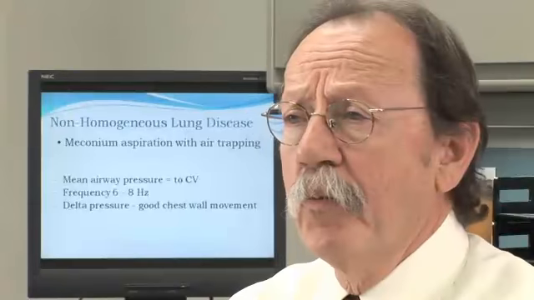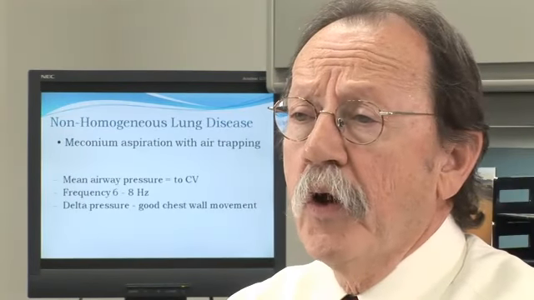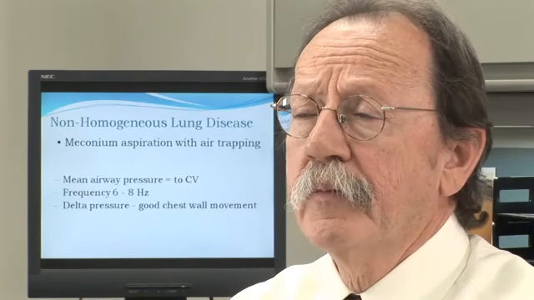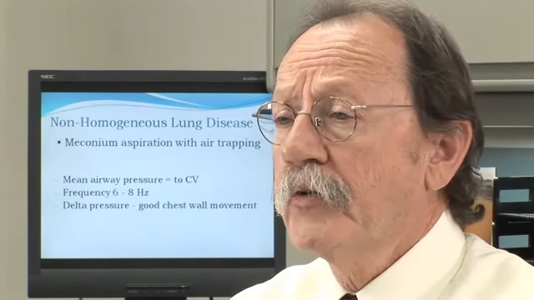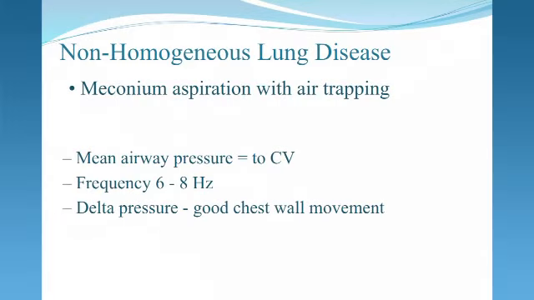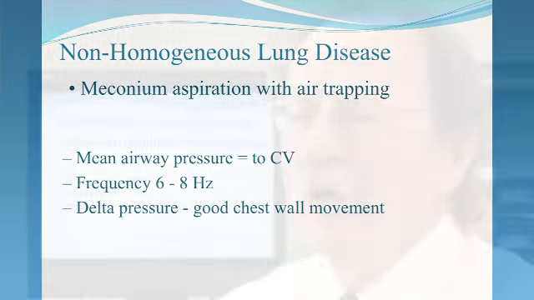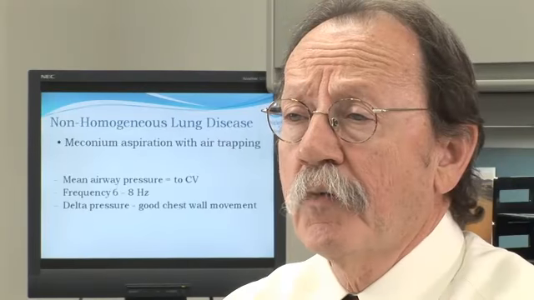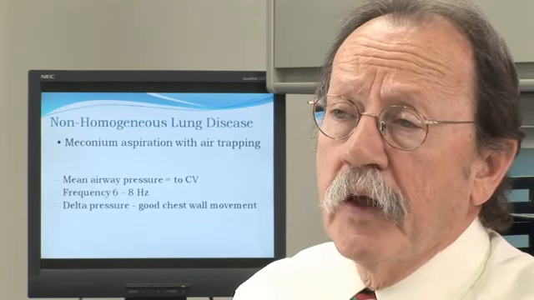Non-homogeneous lung disease is one of the more difficult ones to treat, meconium aspiration being one of those, and the predominant one we have to deal with. We would start with a mean airway pressure equal to conventional. In this disease, we use low frequencies, 6 to a maximum of 8 hertz with the oscillator. With the jet and the flow interrupter, you would use more in the 4 to 6 range. Delta pressure should give you good chest wall movement because you need fairly good peak to trough pressures in the airways to help clear out the meconium.